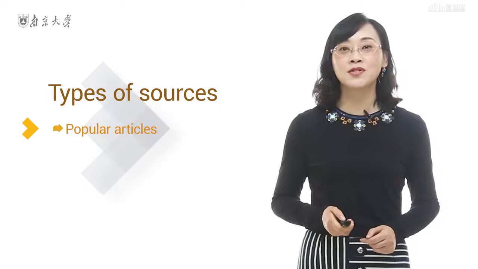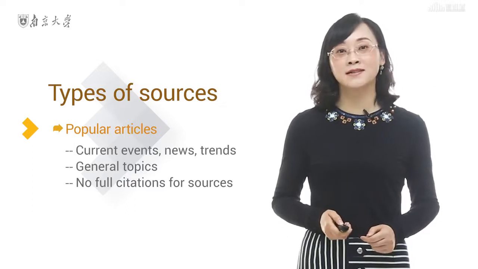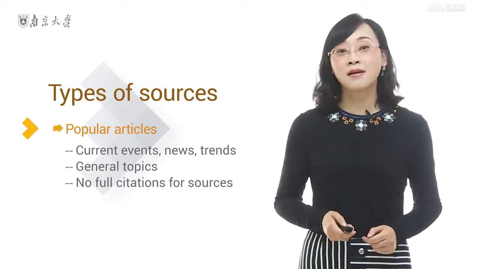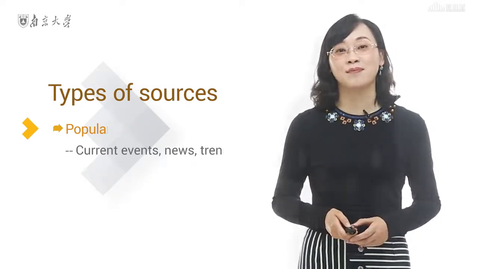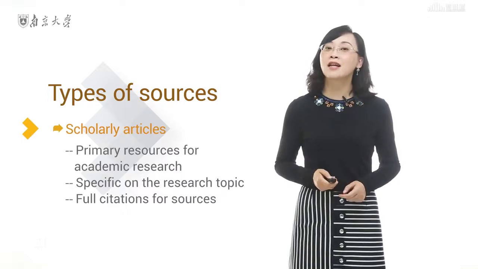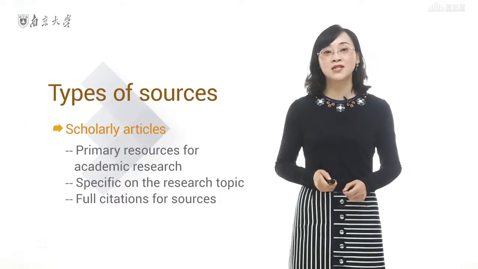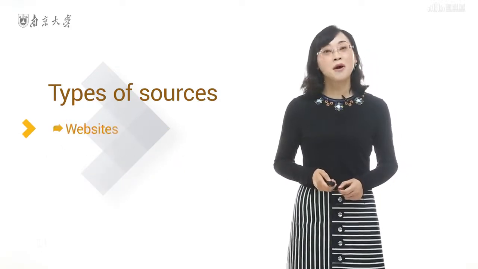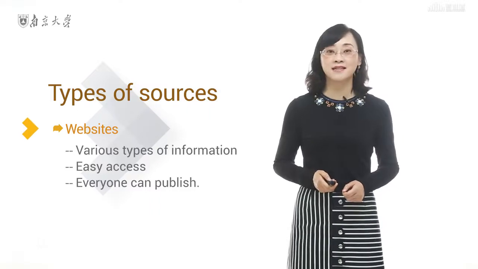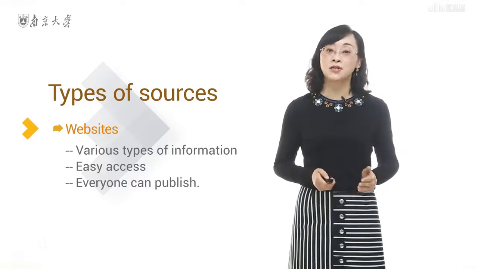3. Popular articles in magazines provide current events, news, trends, and hot topics, but they aim at general topics and are not scholarly. Besides, they rarely give full citations for sources. 4. Scholarly articles are primary sources for academic research and often provide very specific information on the topic. They include full citations for sources. 5. Websites allow you access to various types of information, current or dated. They are easily accessed through the internet, but everyone can publish to the web.